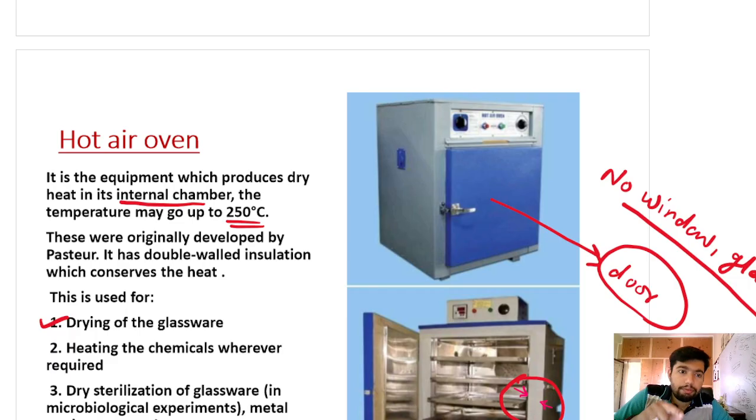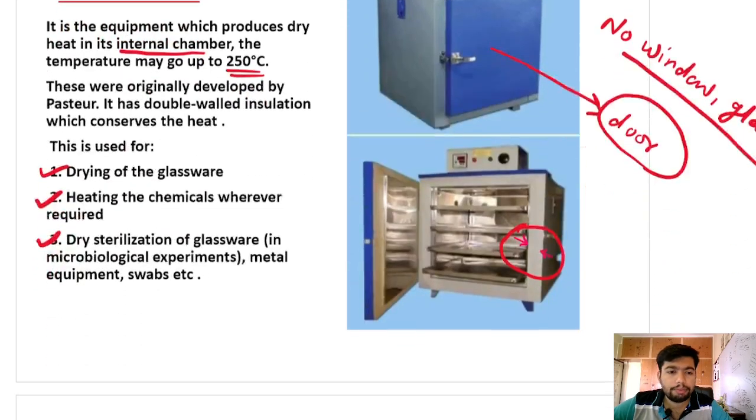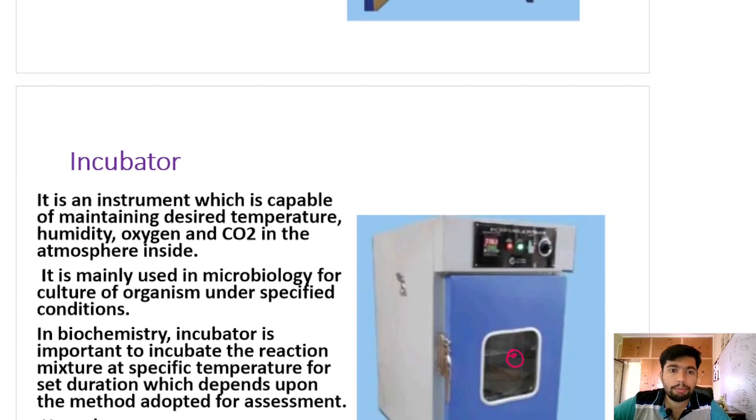So because of it, we have the hot air oven. It is used for heating chemicals wherever required and for dry sterilization of glassware in microbiological experiments, metal equipment and swabs, etc. Now you can see this incubator. In the incubator, we have a glass window, or opening window, to observe whatever is going on inside.